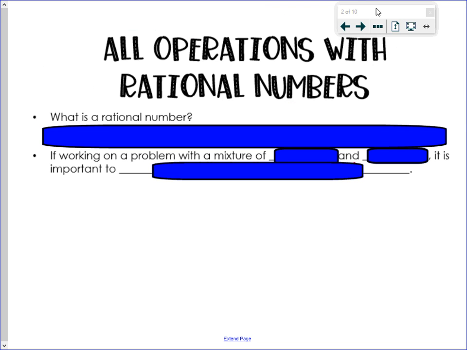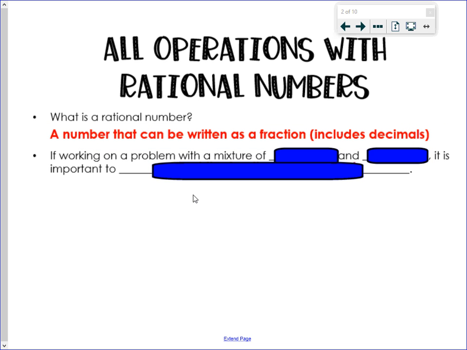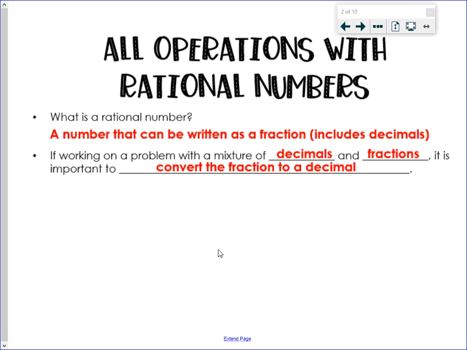So, all operations with rational numbers. Don't forget a rational number is a number that can be written as a fraction. That includes decimals. If working on a problem with a mixture of decimals and fractions, it is important to convert the fraction to a decimal.